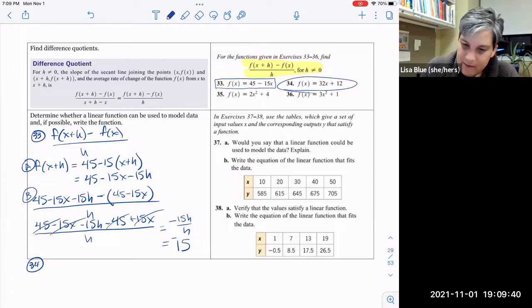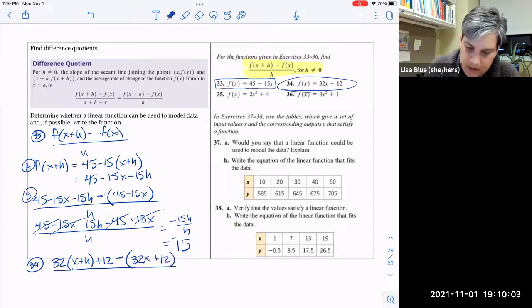So if we look at f of x plus h, that means that for f of x, we're going to say 32x plus 12. And instead of x, we're going to say x plus h, plus 12. So that's our f of x plus h piece. And then we're going to subtract from that f of x, which is 32x plus 12. And that all goes over h. So that's our f of x plus h on the left, our f of x on the right.